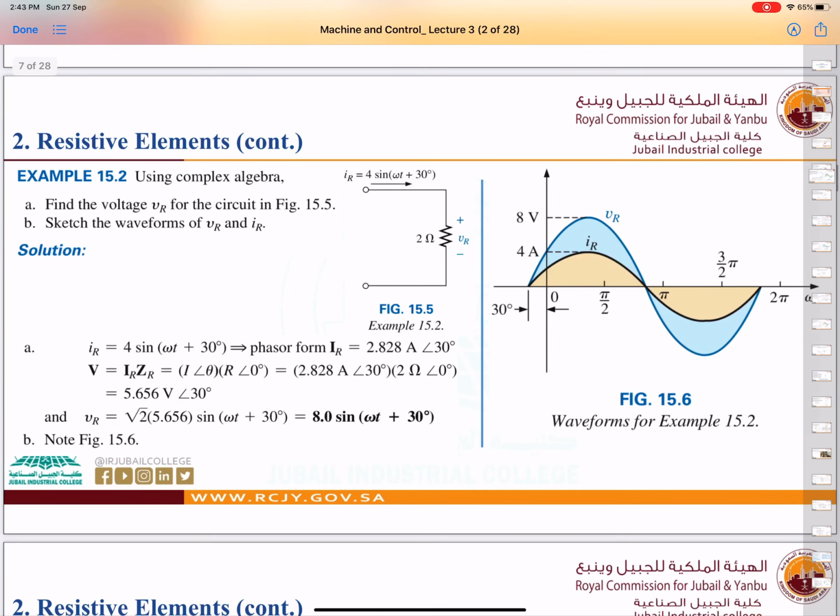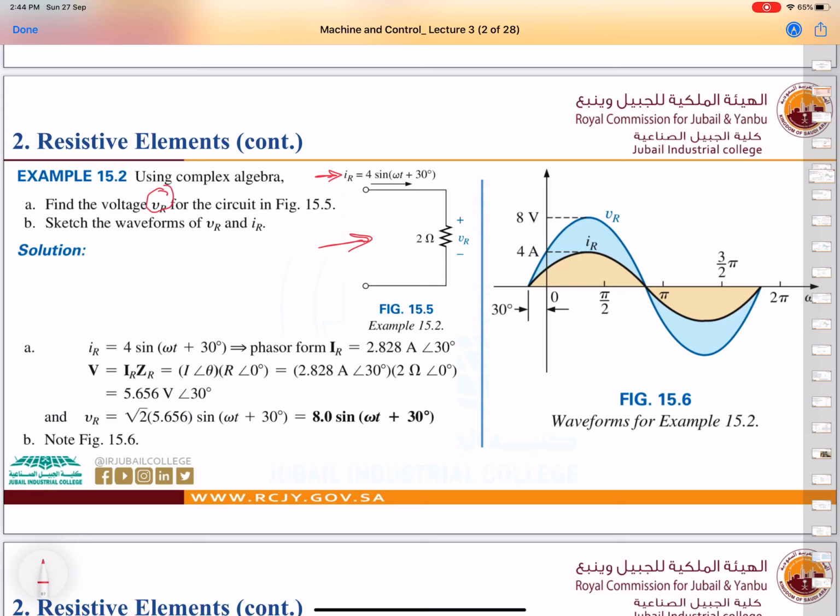Now example number 2, which is 15.2, using complex algebra again, find the voltage VR. Now we need to find VR for the circuit. This is the circuit. We have now the resistor and we have the current. Now we need to find the voltage.